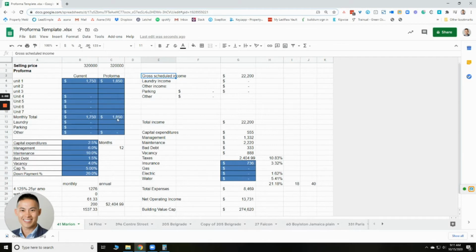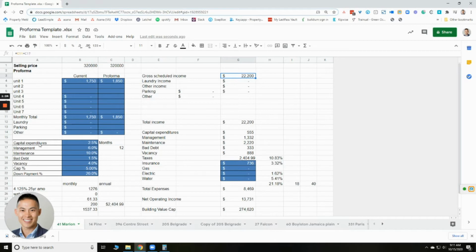This is the gross scheduled income, which is just 12 times this amount. And of course, if there's any other things such as laundry, which would be coin op, maybe there's storage in the basement that we could charge for, parking, or anything else that we get money from, it would add up to the total income. What we're trying to get to is the NOI, or the net operating income, later on. And we're going to use certain percentages.